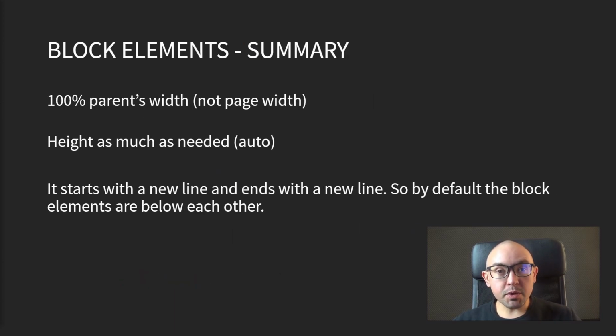Let's make a summary of our knowledge about the block elements. Every block element is always 100% of its parent width by default. Its height is determined by the auto value. It will be as high as it needs to display its content. An empty block element will have 100% of its parent width and 0 height. Every block element starts with the new line and ends with the new line. So by default, the block elements are set below each other.